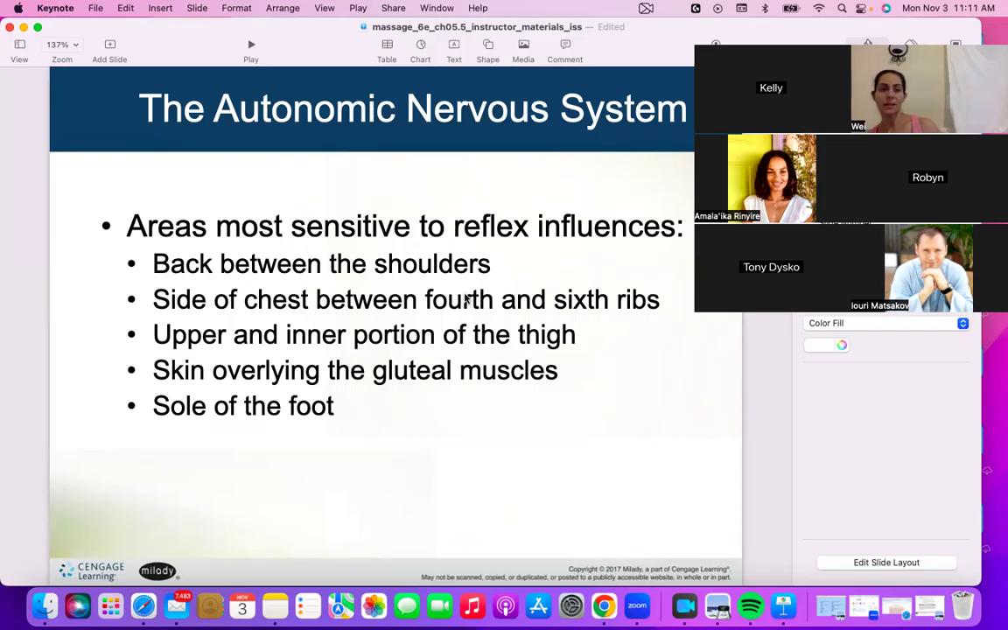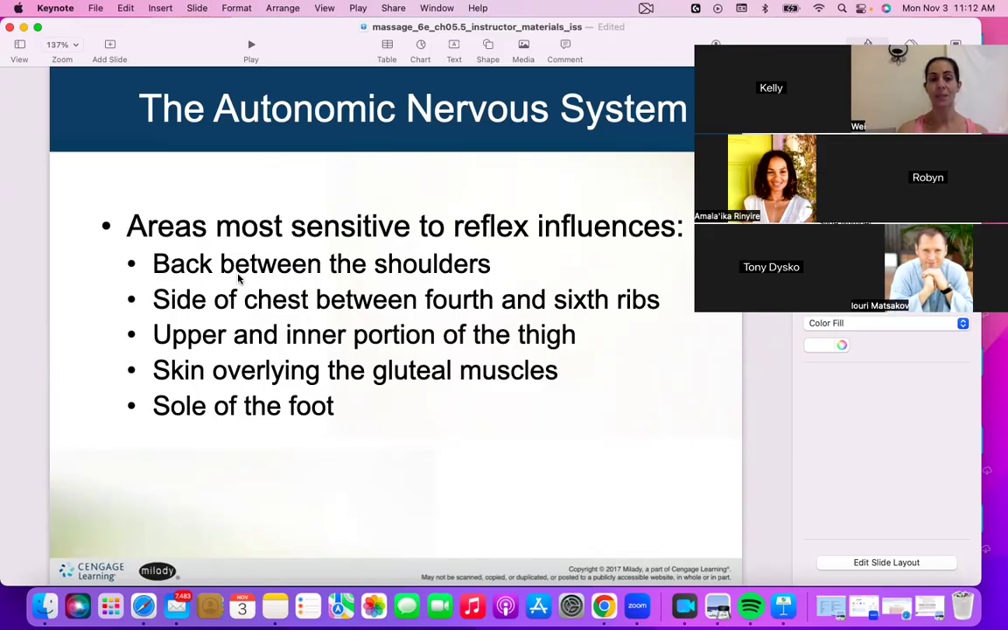Now, the autonomic nervous system, area most sensitive to reflex influences. So back between the shoulders, this area is most sensitive to the reflexes. Side of the chest between the fourth and the fifth rib, so lateral area. Upper and inner portion of the thigh. And we can discuss those tomorrow in practical. And skin overlaying the gluteal muscles and the sole of the feet. So these areas are sensitive to touch, in other words, okay?